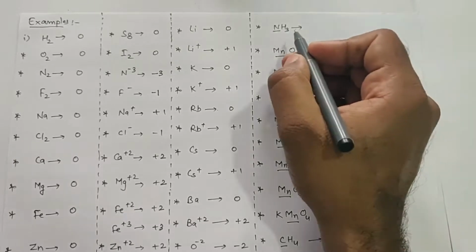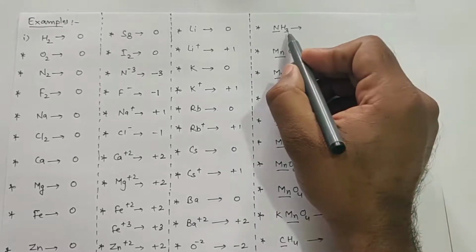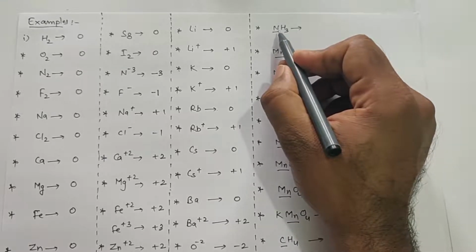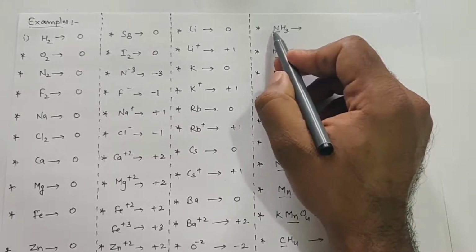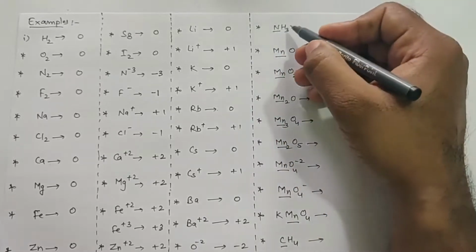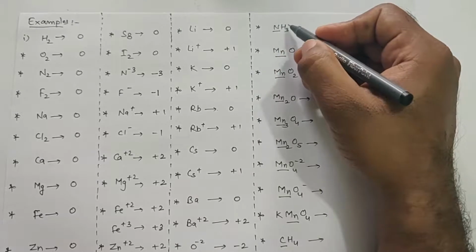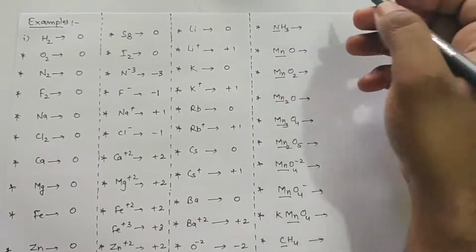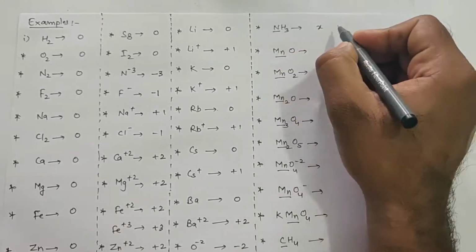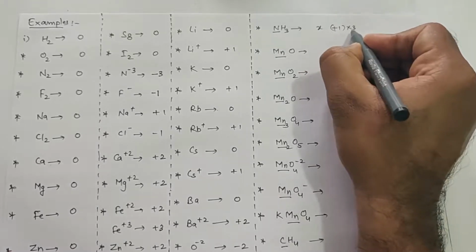We have to calculate the oxidation number of the atom having underline. In case of ammonia, we need to calculate the oxidation number of nitrogen. As we know that we don't have any rule for oxidation number of nitrogen, but we have oxidation number of hydrogen. Here hydrogen is linked with nitrogen, and nitrogen being a non-metal, hydrogen will show positive oxidation state. So assuming the oxidation number of nitrogen equals X, 3 hydrogen atoms, +1 into 3.